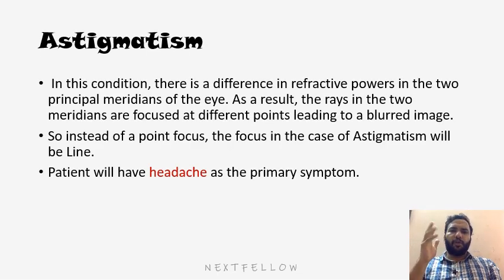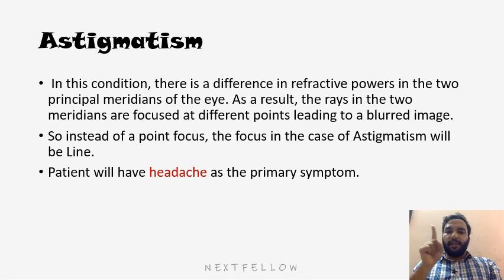Hyperopia and hypermetropia are all the same. So coming to the next topic, which is astigmatism. In this condition, there is a difference in refractive power in the two principal meridians of the eye. As a result, the rays in the two meridians are focused at different points, leading to a blurred image. Instead of a point focus, in the case of astigmatism, it will be a line. So that is the difference between astigmatism and simple myopia and simple hypermetropia.